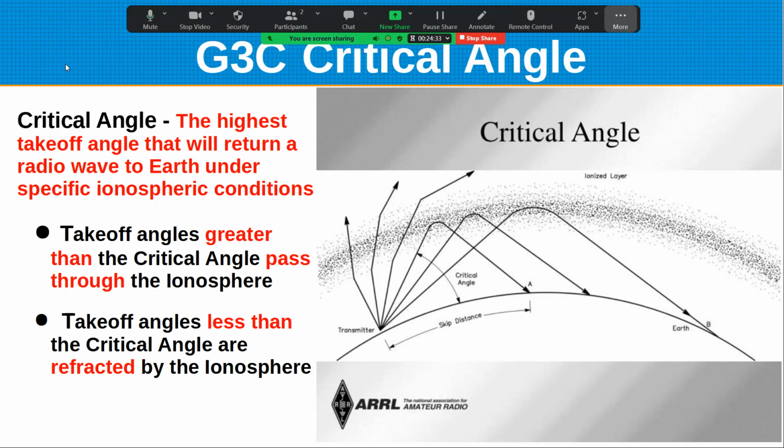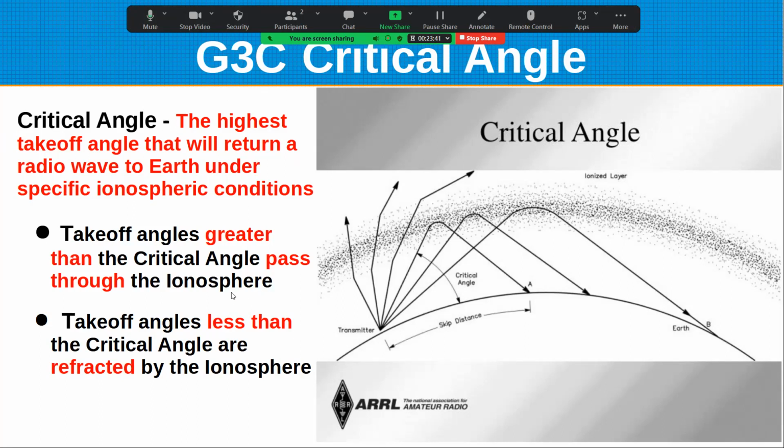In addition to the MUF, or critical frequency, you have a critical angle, and it's the highest takeoff angle that will return a radio wave to Earth under specific conditions. It's kind of like light reflecting off of a mirror or glass surface. There's a critical angle, and below that angle, it reflects. Above that angle, it doesn't. Same thing with radio waves. If you have too high of a takeoff angle, it's not going to refract. It might get bent a little bit, but it's going to make it all the way through the ionosphere.